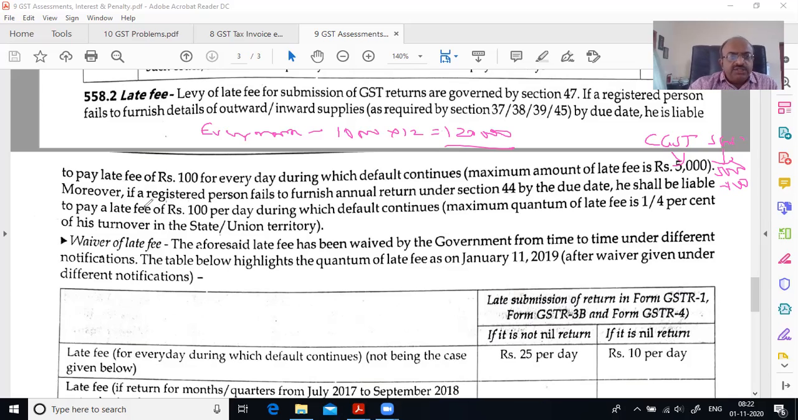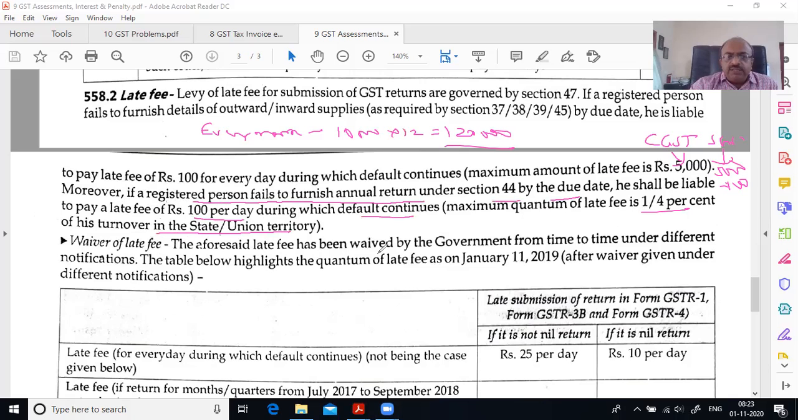He will just vanish. Moreover, if a registered person fails to furnish the return under section 44 by the due date, he shall be liable to a late fee of 100 per day during which the default continues. The maximum quantum is 1/4 of the turnover in the state. That is the limit.